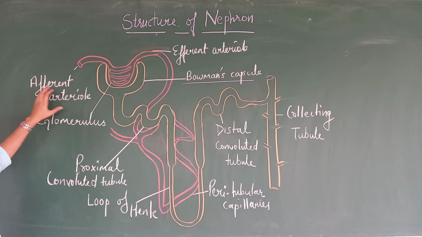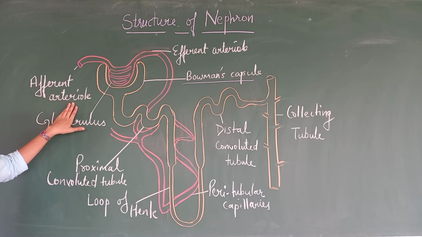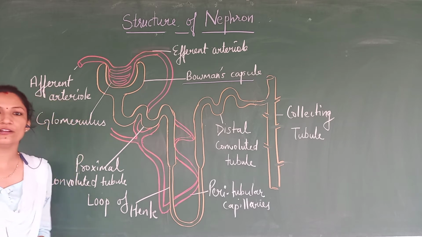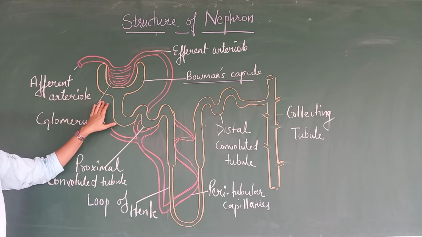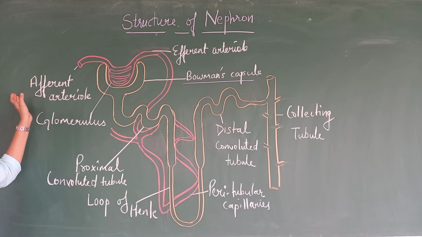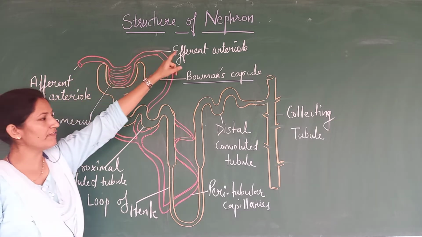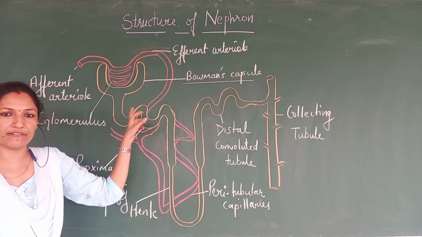So the very first afferent arteriole, which is a part of renal artery, will bring blood to the nephron. As it is A, it is bringing blood into the nephron. And this is E, efferent, that is exiting from the nephron.